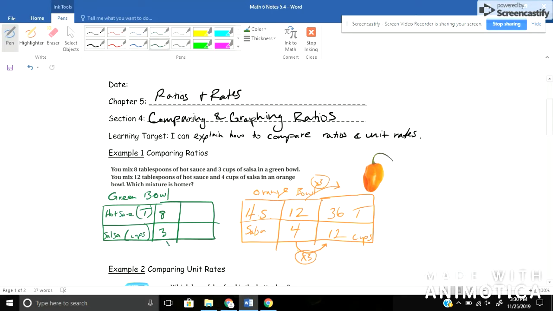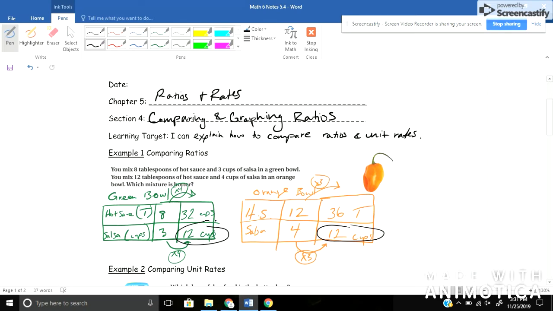For my green one, again, I'm going to multiply this by 4 so that I have 12 cups of salsa. Now I can compare 12 cups to 12 cups. And in my hot sauce, if I multiply this recipe by 4, I need to multiply the hot sauce by 4 as well. 8 times 4 is 32. So now you see we have the exact same amount of salsa. In the green bowl, I've got 12 cups of salsa. In the orange bowl, I have 12 cups of salsa.